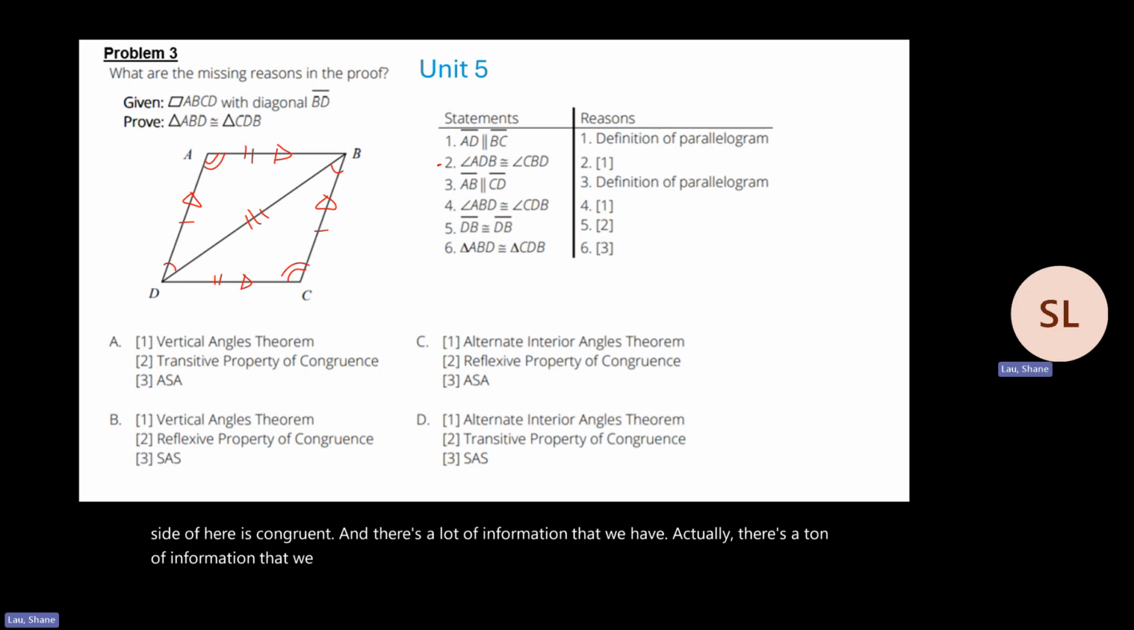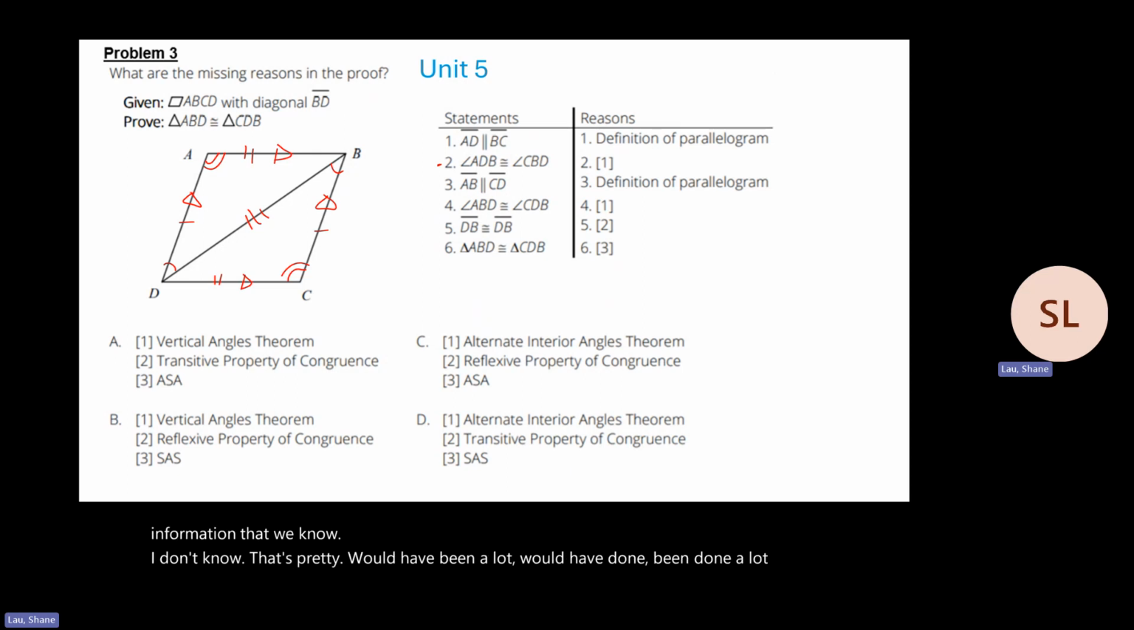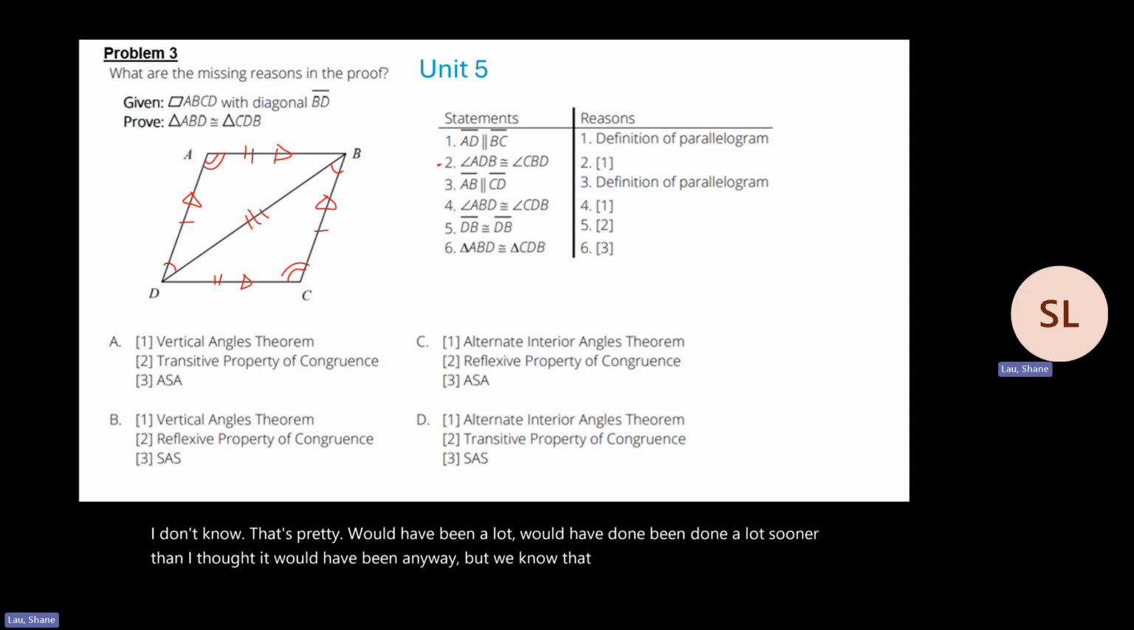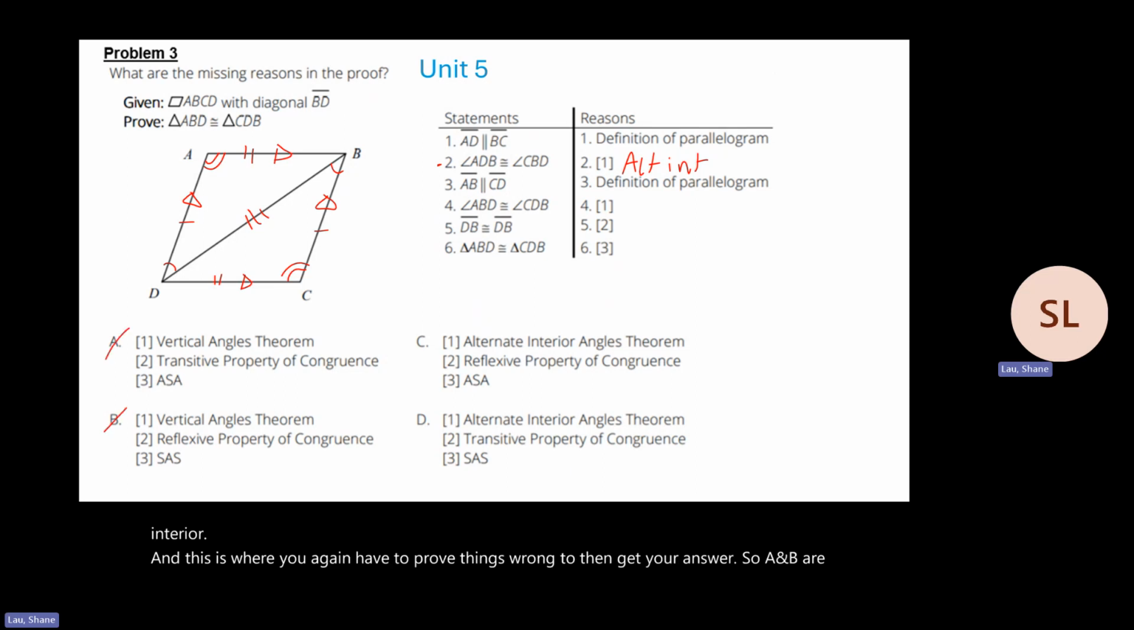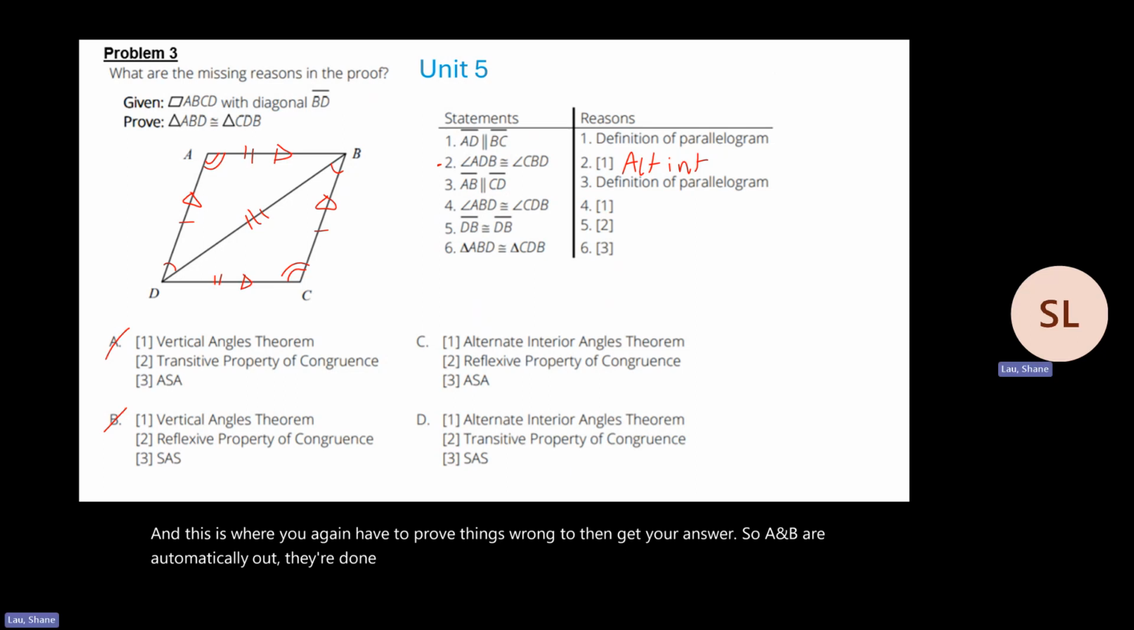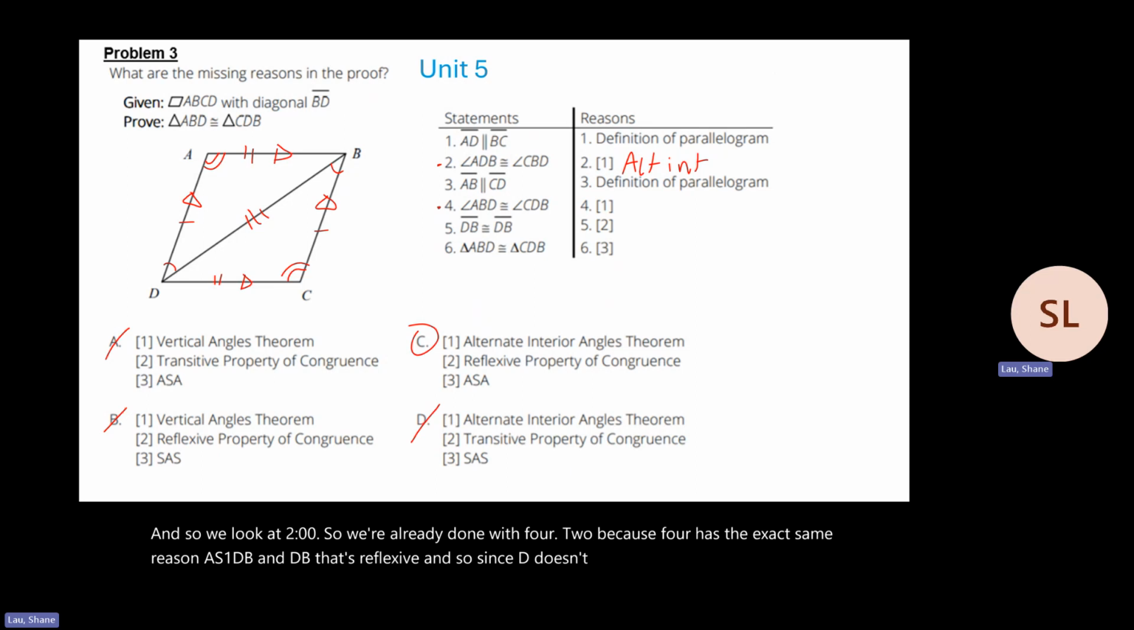I'm looking at this, and this proof would have been done a lot sooner than I thought it would have been. But we know that this is true because of alternate interior angles. And this is where you again have to prove things wrong to then get to your answer. So A and B are automatically out. And so we look at 2. So we're already done with 4 and 2 because 4 has the exact same reason as 1. DB and DB, that's reflexive. And so since D doesn't have reflexive, it's going to be C.